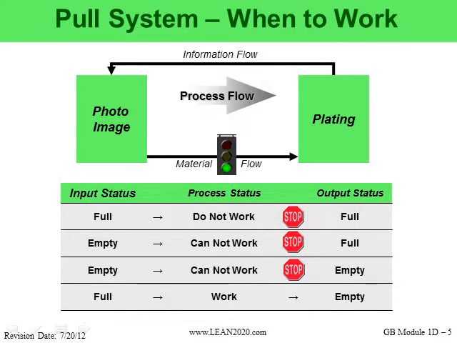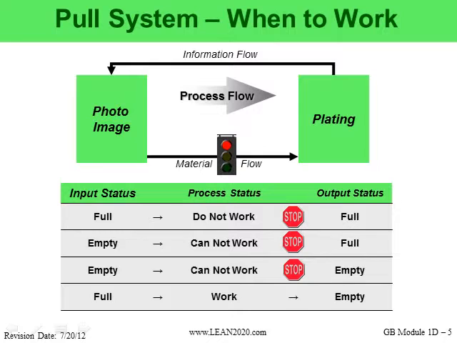Example number 3, photo imaging, they can't work. Again, they don't have any product, they're empty, their backlog's empty. And the plating process, they're actually empty. So they want work and they want the imaging department to work, but the imaging department can't work because it doesn't have any product. So again, we're in a stop mode. The only time that we're going to ask this photo imaging department to work is when they have product to work on and the plating department needs product.